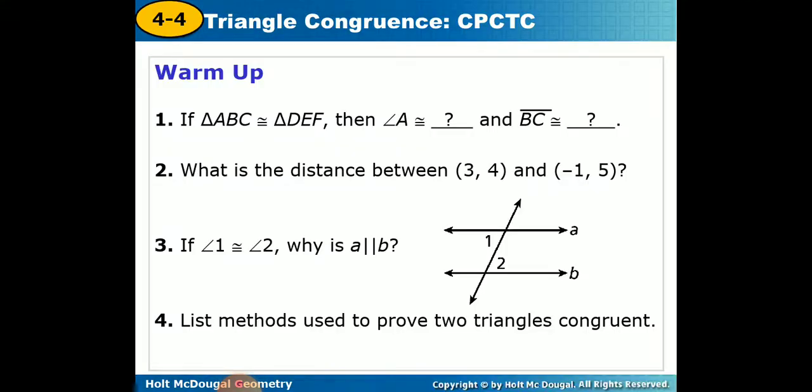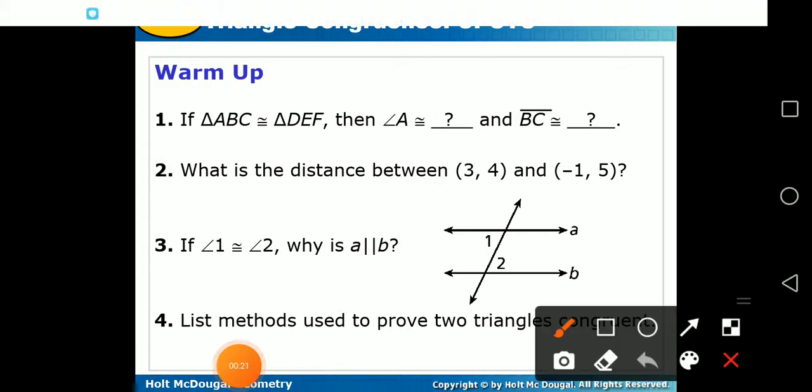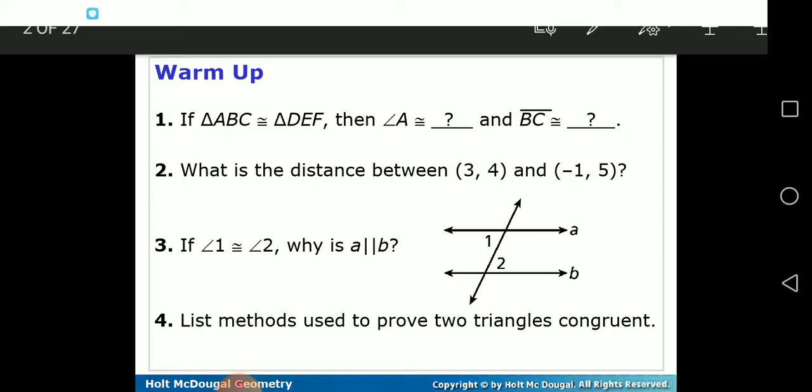Remember, we took before, when I say that triangle ABC is congruent to triangle DEF, this means that angle A, the first one here, is congruent to which angle here? The first one. I'm looking at the order of the letters. So angle A is congruent to angle D. And segment BC is congruent to segment EF.